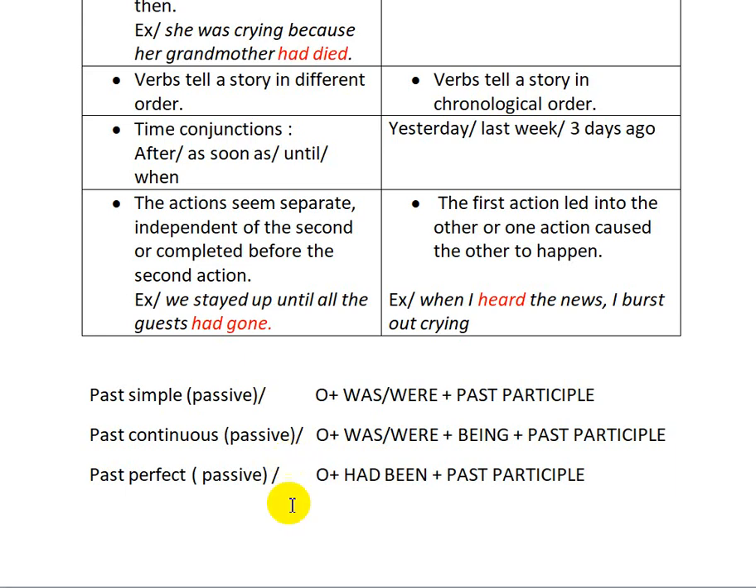Okay, so with the passive in the past simple, we start with object plus was or were plus past participle. With the past continuous, we use the object plus was or were plus being plus past participle, and the past perfect, object plus had been plus past participle. You should memorize it, I think, because it is so useful for you in order to distinguish between the active and the passive. Okay, حاولوا تحفظون هاي الفورمولا حتى تميزون بين ال active and the passive.